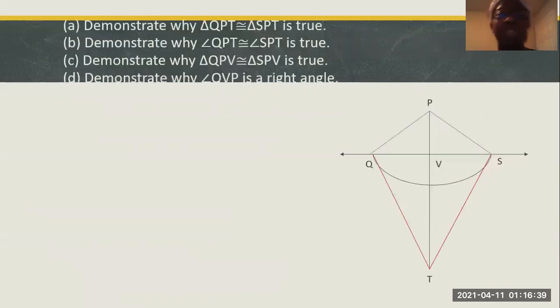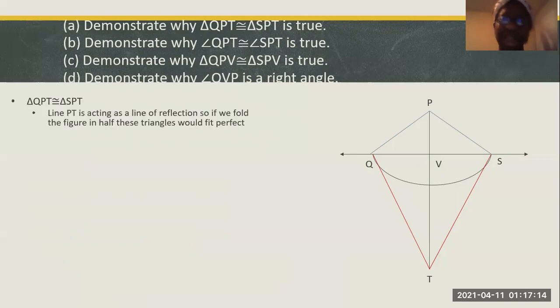Now, our fourth question. Demonstrate why triangle QPT is congruent to SPT, then angle QPT is congruent to SPT, and then triangle QPV is congruent to SPV, and angle QVP is a right angle. So demonstrate why QPV and PT and SPT are congruent. So these are the figures that we're talking about.